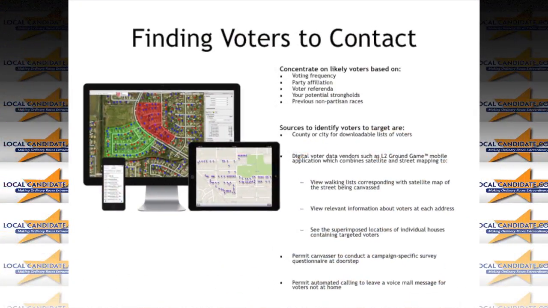You need to know where your voters are, and in a two-person race, you need 50% plus one, and as I said earlier, you need more than that. In a three-way race, you need to get at least a runoff. The things to concentrate on: your strongholds.